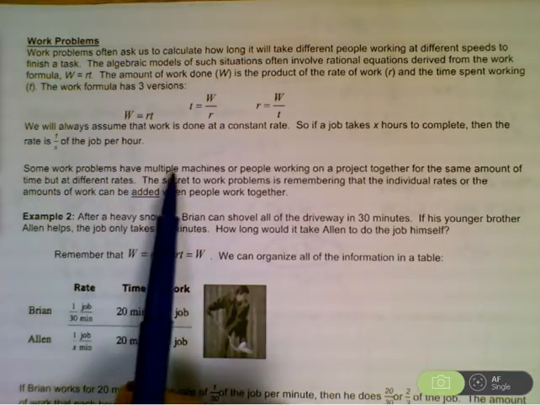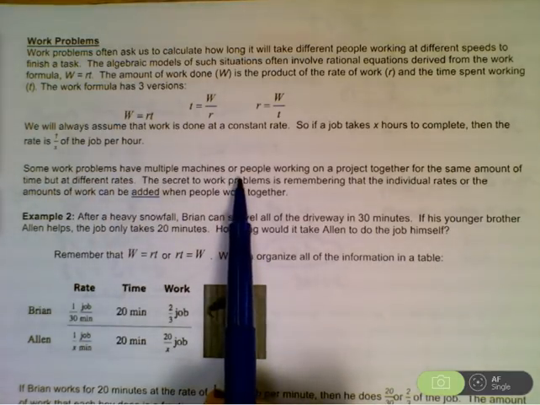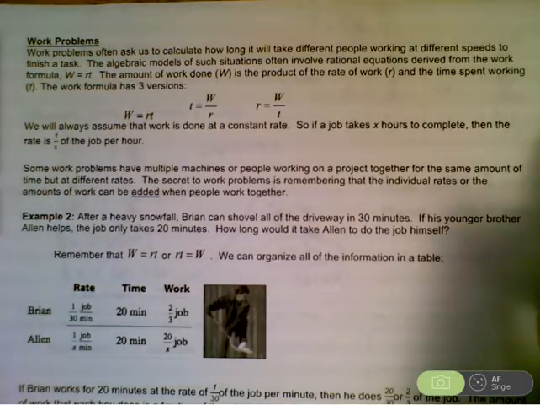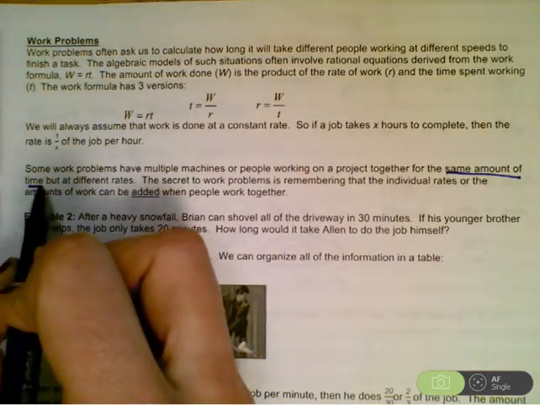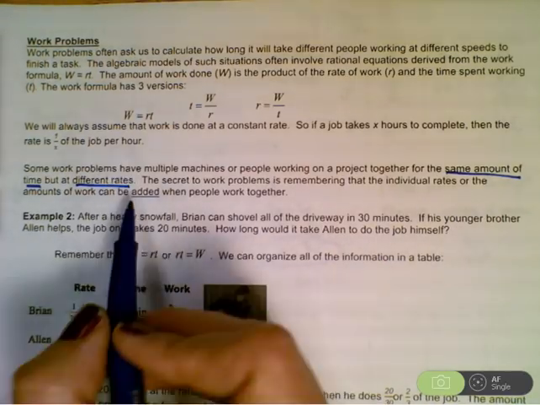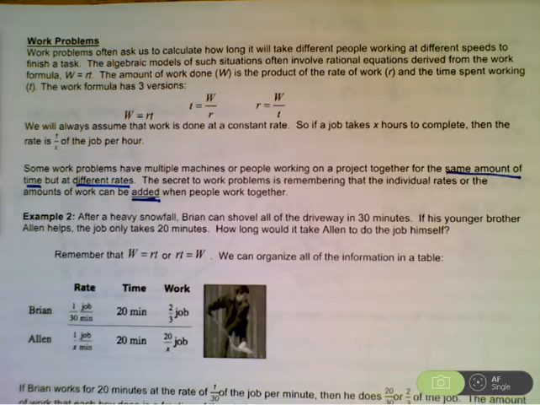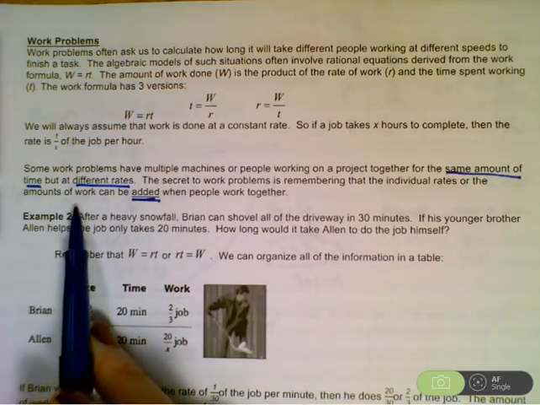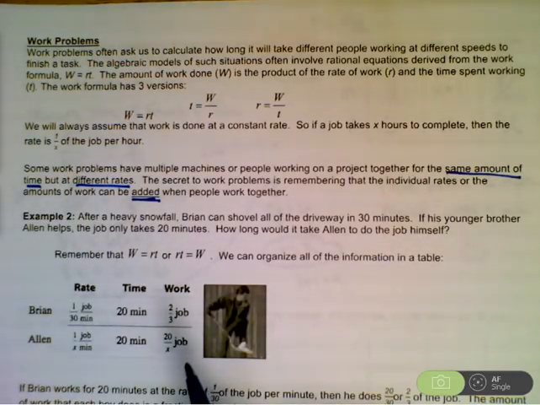As I said, some work problems have multiple machines or people working together for the same amount of time. That's going to be important. Same amount of time, but different rates. And then what you want to remember is when you have multiple people doing it, we're going to add the rates or the amounts of work, and we're going to always end up with one whole job being done.